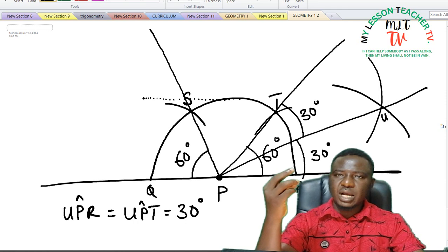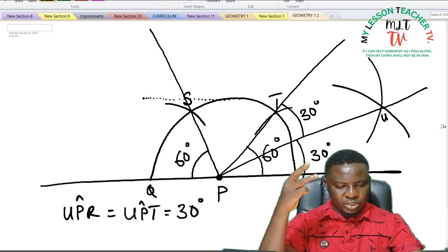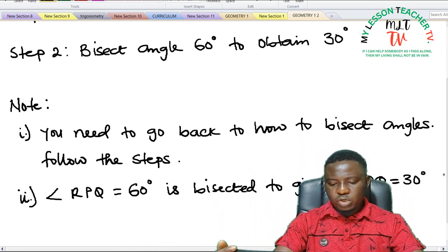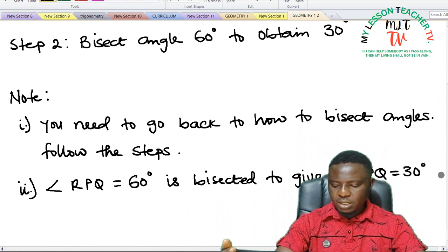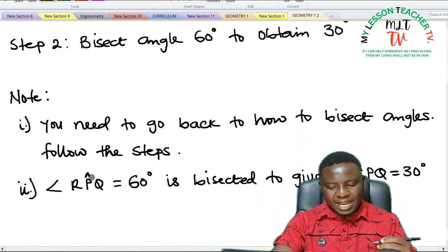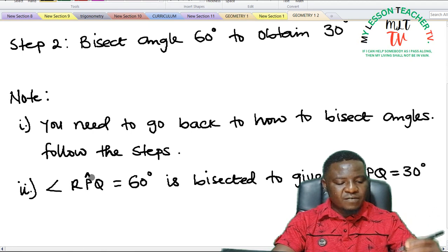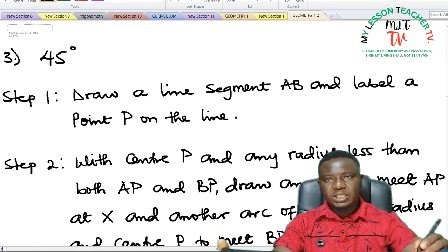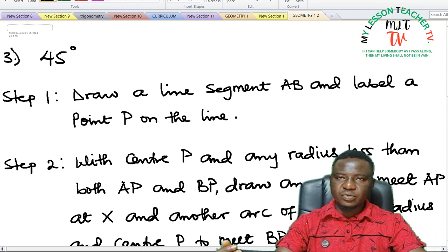You first of all construct angle 60 degrees. You then bisect angle 60 degrees to give you angle 30 degrees. So I have it at note. You need to go back to how to bisect angles and follow the steps. Then also that angle RPQ, which is equal to 60 degrees, is bisected to give angle SPQ, which is equal to 30 degrees.